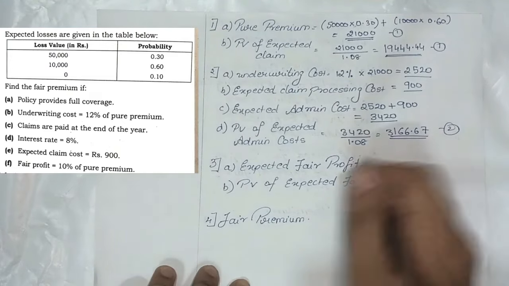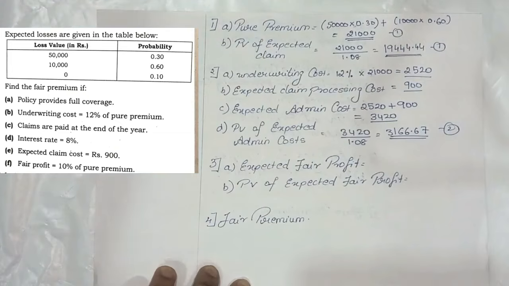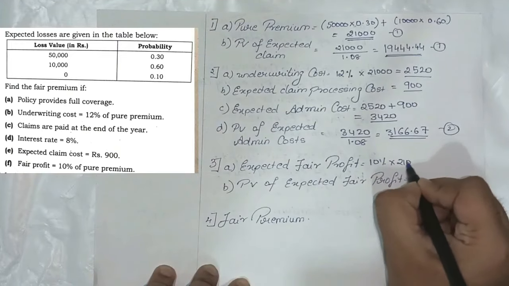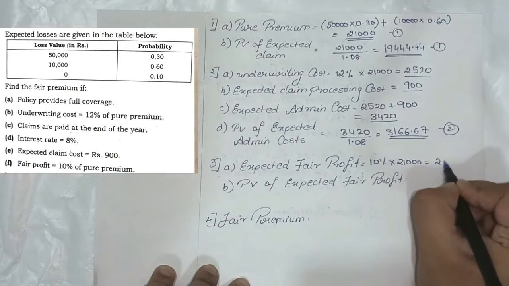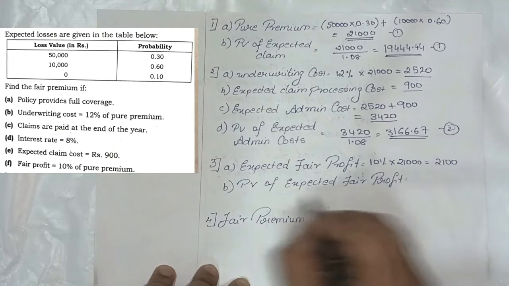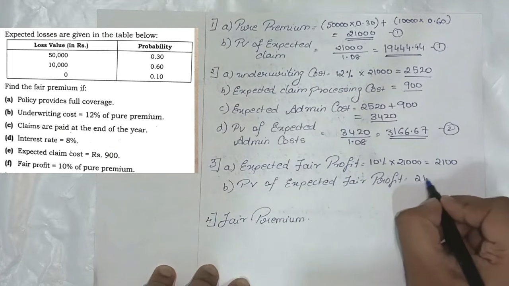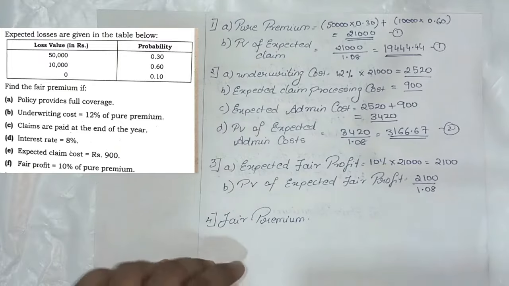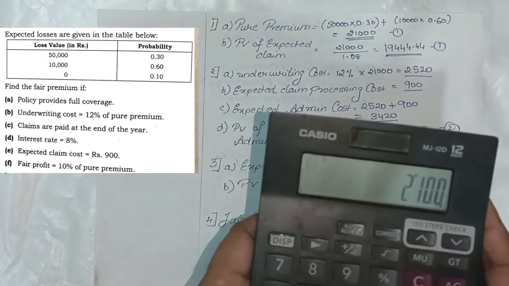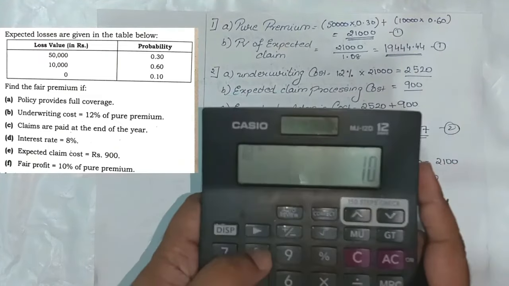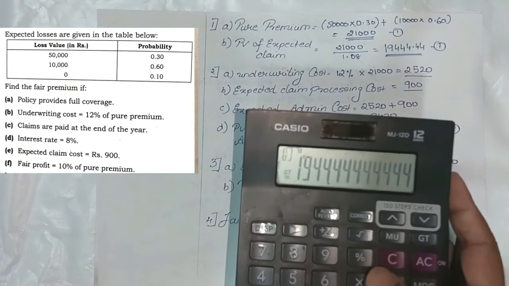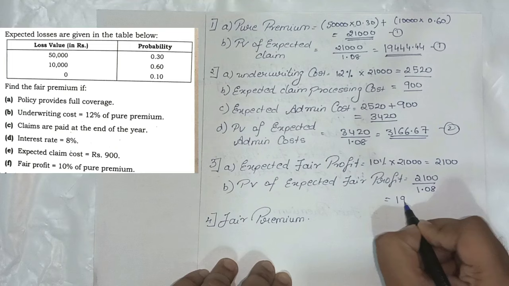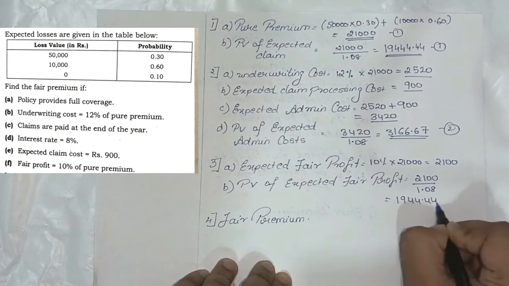Third, we need to find the fair profit percentage, given in the question as 10%. So 10% of 21,000 comes to 2,100, and the PV of expected profit will become 2,100 divided by 1.08. Again on the calculator, 2,100 divided by 1.08, we get the answer as 1,944.44.